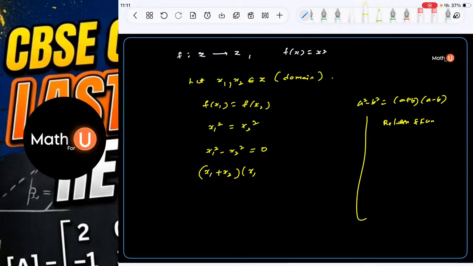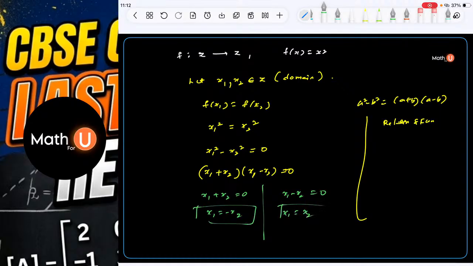Okay, it's fine. Then it is x1 plus x2, x1 minus x2 equal to 0. See, x1, x2 belong to integers. There are two cases: x1 plus x2 equal to 0, and x1 minus x2 equal to 0. Here x1 equal to minus x2, or x1 equal to x2. There are two cases because they are integers.